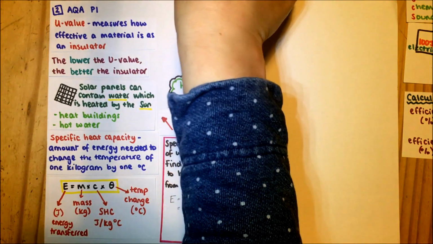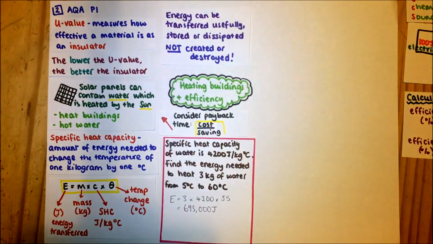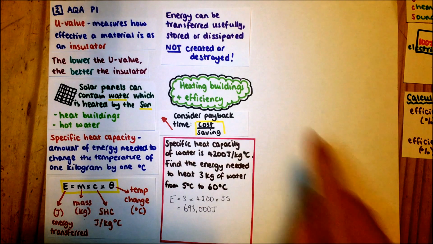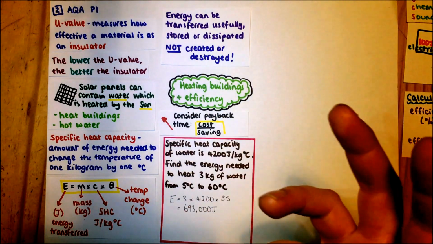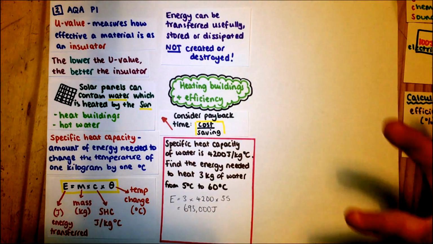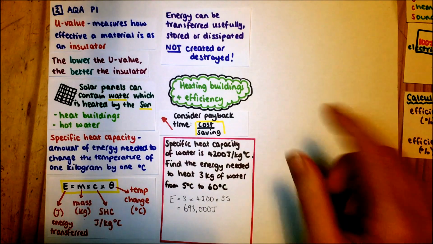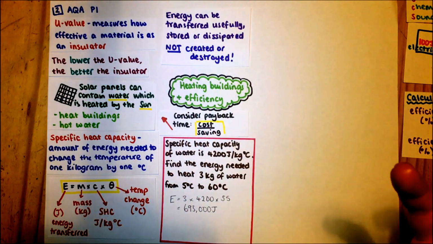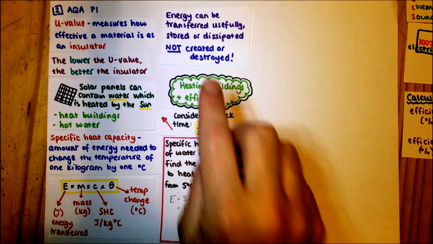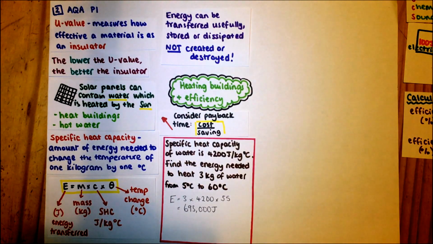Right, importantly then, we need to note that energy can be transferred usefully, just stored, or dissipated, just spread out. So it's not very concentrated. It can't really trigger a new energy transfer, but anything that's dissipated just tends to warm up the environment really. We cannot create it or destroy it though. Okay, very important to note.